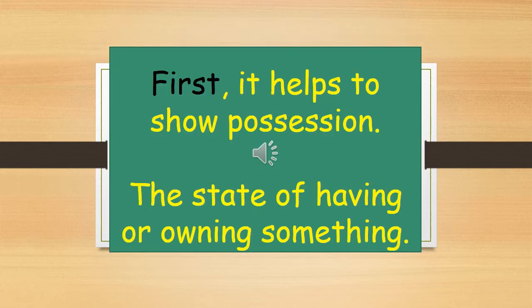So let's review what we did in the morning. The first thing the apostrophe does is it helps us to show possession, the state of having or owning something. If something belongs to you, it is yours, then it is your possession. So in this second lesson for today, we're going to learn about the other reason for the apostrophe. Let's go.